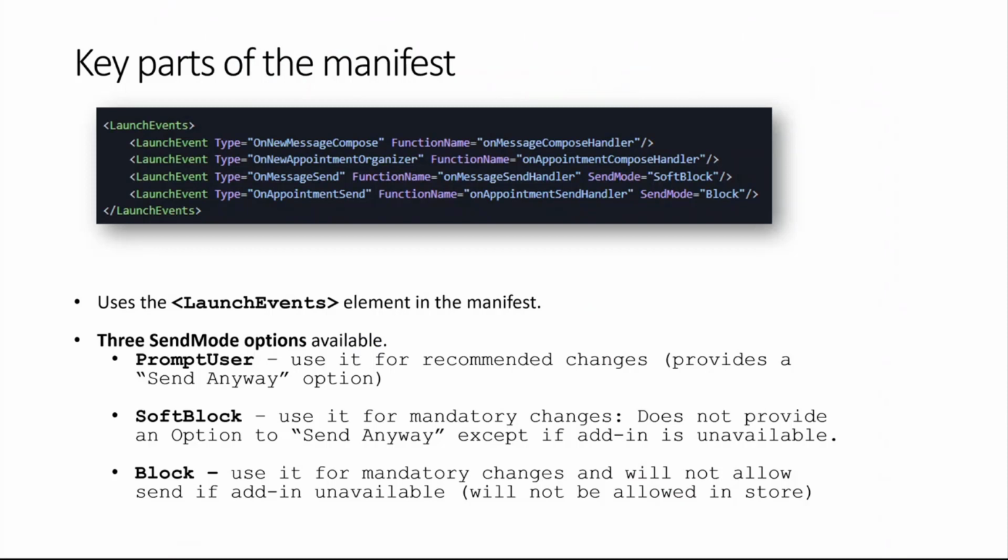There's a third option, which is block, that behaves exactly as the item send event we shipped a long time ago. It's like, these are mandatory changes, and they are so important that even if the add-in is not available, it's okay to not send the email. This is also for some extreme situations that could happen, no? But all right, so that is coming in Mailbox 1.12.